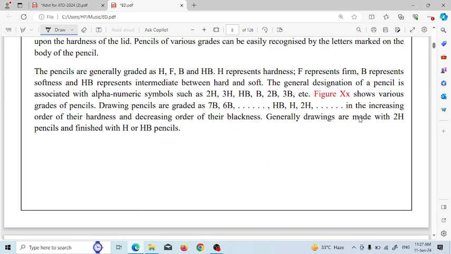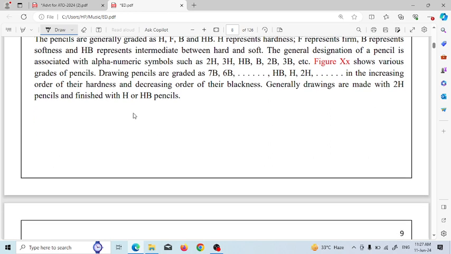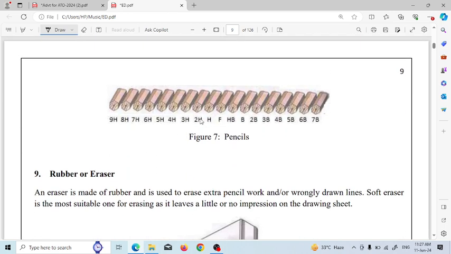Generally, drawings are made with a 2H pencil and finished with H and HB pencils. So the drawing is made with an intermediate 2H pencil.